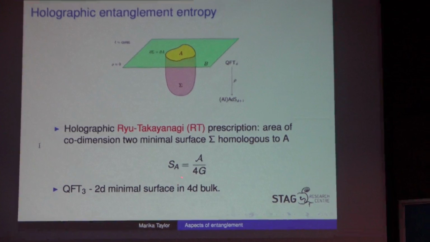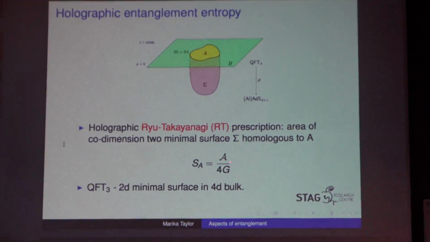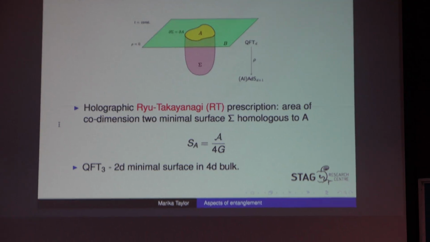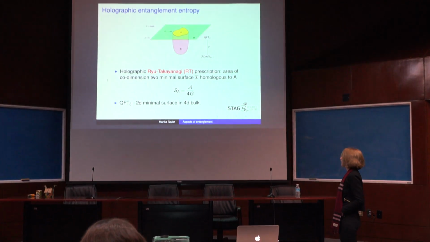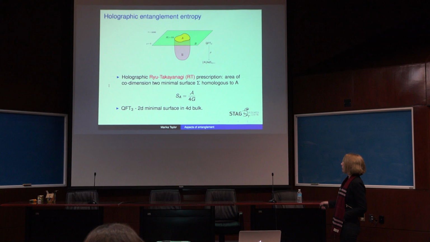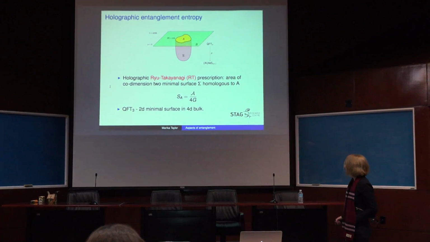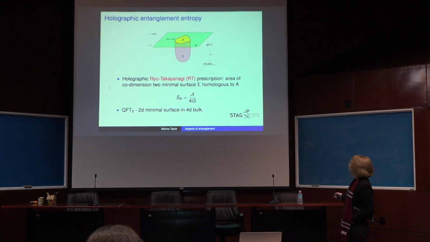Now, to get the entanglement entropy, we take the area of this surface, we call it curly A, and then we measure that in units of the Newton constant, so 4G, the Newton constant. And so as I said below, if we have a 3-dimensional quantum field theory, we've got a 4-dimensional gravity theory and a 2-dimensional minimal surface.